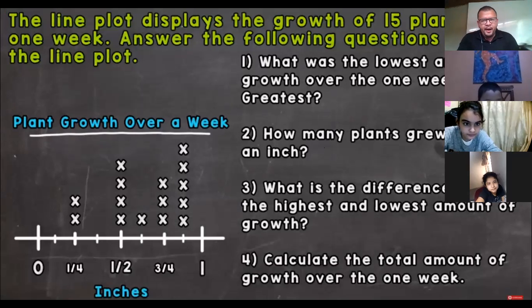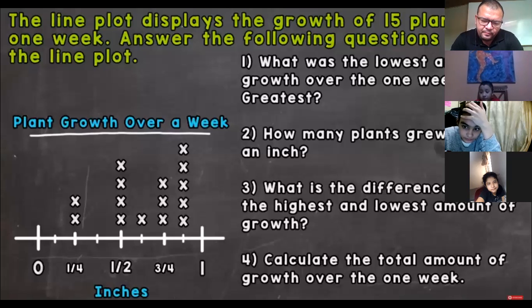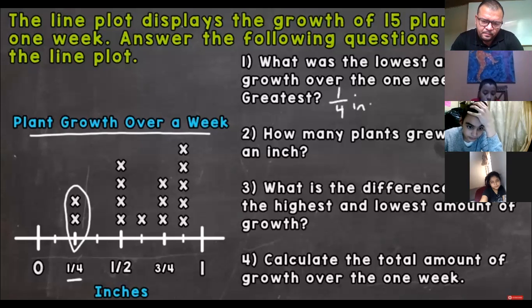What was the lowest amount of growth over the 1 week? How about the greatest? So let's take a look at our line plot. Now, all of these are fractions. We don't hit on the 0 or the 1 whole, so all of them are going to be a fraction of a whole. So let's find the lowest amount that has an x. Each x represents one of those 15 plants. So the lowest is going to be a fourth of an inch right here. A fourth of an inch was the lowest amount of growth over that week. So lowest was a fourth of an inch.